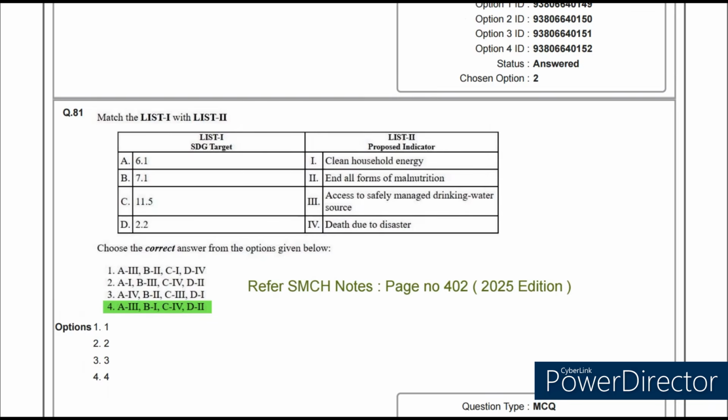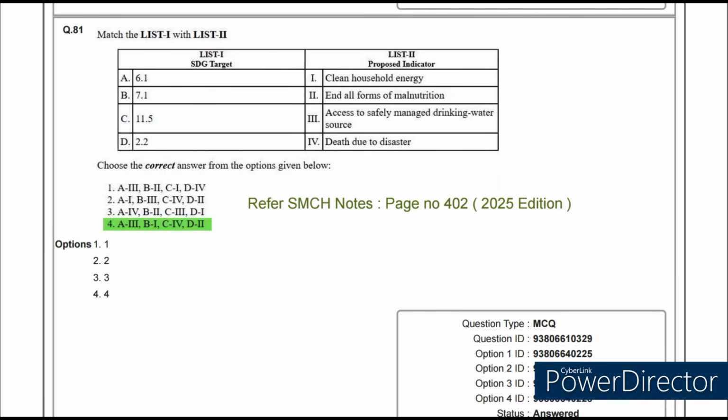And now coming to question number 81, which is a direct question on SDG targets. I have already mentioned all SDGs and MDGs in my SMCH notes. Please go through all the important indicators because it is very important and a most repeatedly asked question.